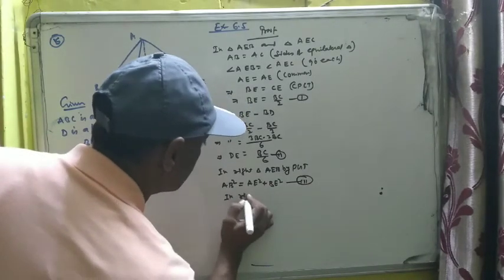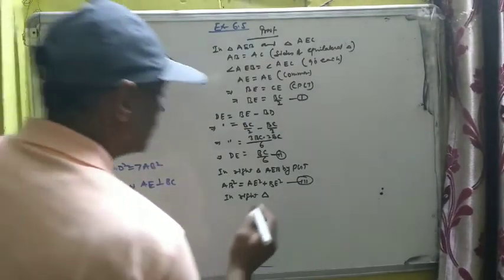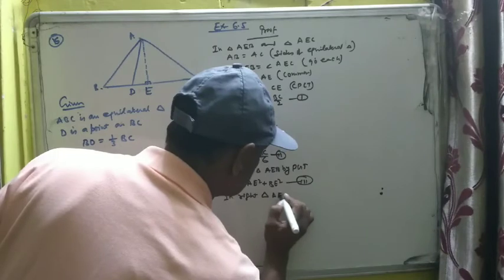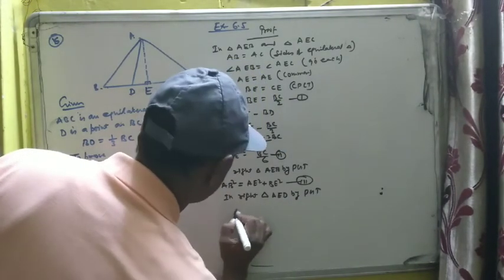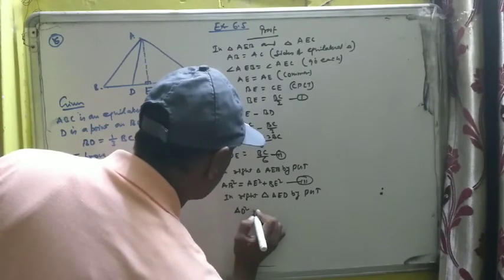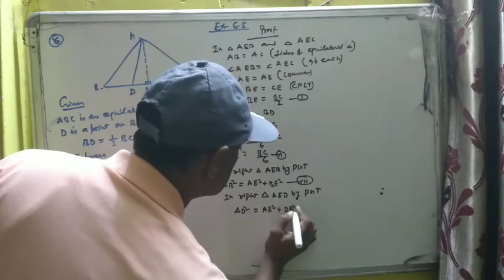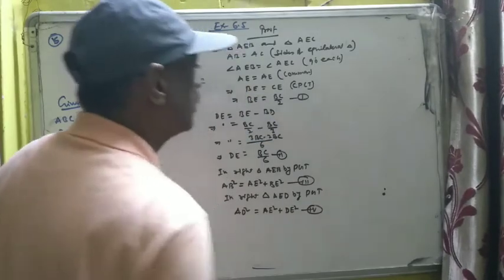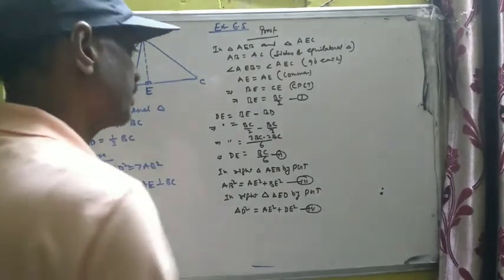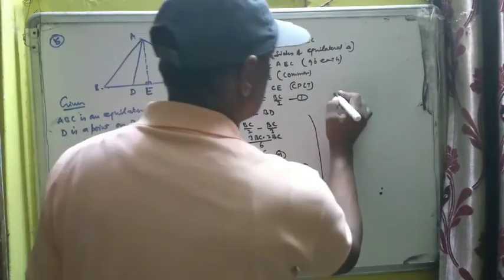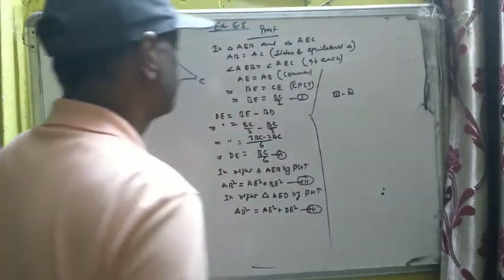And in right triangle, this is smaller triangle AED, again by Pythagoras theorem, AD square equal AE square plus DE square. This is equation number 4. So now we will subtract equation 3 and 4. So 3 minus 4. Look here.